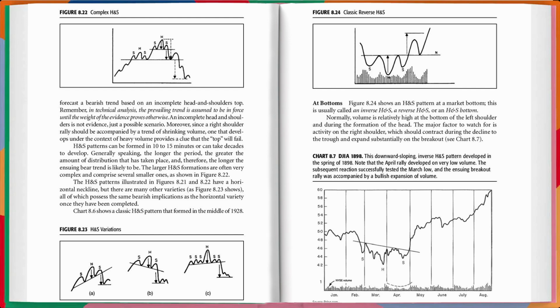At bottoms, Figure 8.24 shows an H&S pattern at a market bottom. This is usually called an inverse H&S, a reverse H&S, or an H&S bottom. Normally, volume is relatively high at the bottom of the left shoulder and during the formation of the head. The major factor to watch for is activity on the right shoulder, which should contract during the decline to the trough and expand substantially on the breakout, see Chart 8.7.